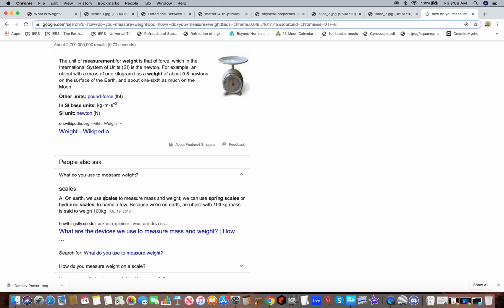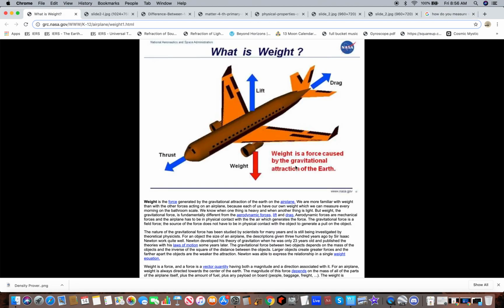Scales. On Earth we use scales to measure mass and weight. Right? They're admitting it here. We can use spring scales or hydraulic scales, to name a few, because we're on Earth. An object with 100 kg mass is said to weigh 100 kg. So they're admitting here that 1 kg or 100 kg will weigh that exact amount on Earth. So let's go back to this. So we're back to weight is a force caused by the gravitational attraction of the Earth.